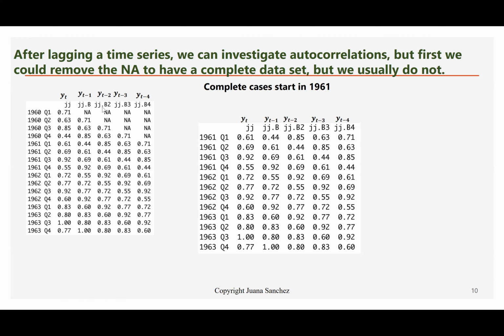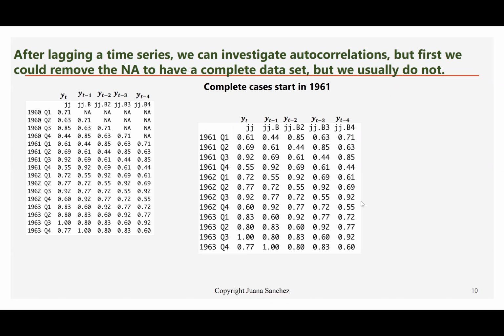So notice I denoted in the R code jj.b2 means backshifted to the second power, y t minus 2, and b3 backshifted to the third power. And what I'm going to do now is just create a complete data set. I want to review correlation with you in the next lesson. In order to do that, I simplify the discussion a little bit and just pretend that we have a complete data set. And of course, this is a much longer data set. I'm just illustrating that complete cases start in 1961, because we don't have missing values.